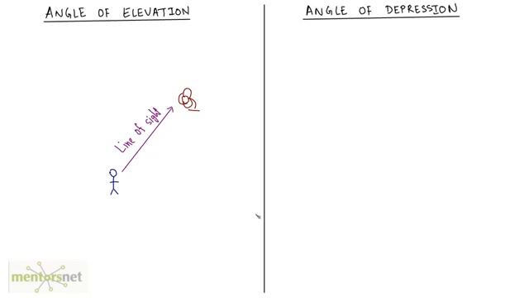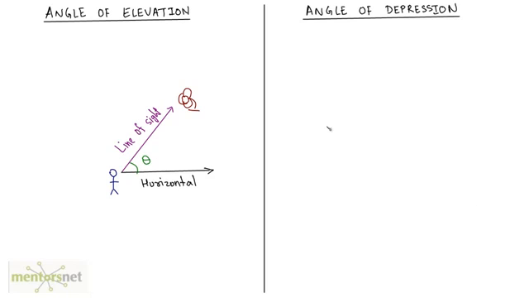Okay, now you are the observer, so the angle of elevation is defined as the angle made by the line of sight to the horizontal line drawn from the observer, and the line of sight is looking upwards. So from our definition, this angle theta is the angle of elevation, right?